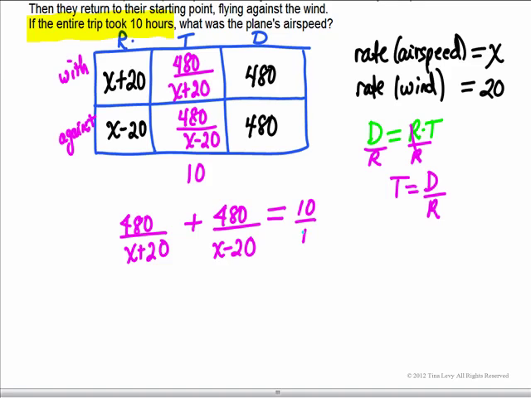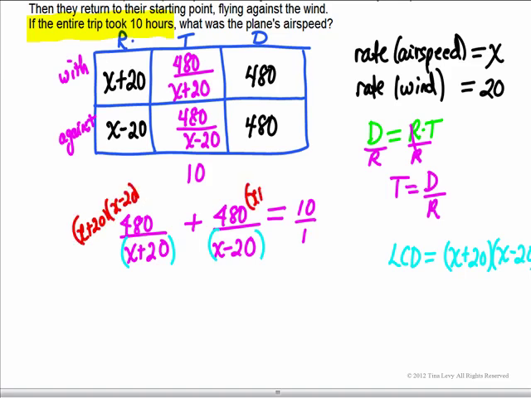Looking at the denominators, this x plus 20 is different than the x minus 20, so the lowest common denominator must have both of them. I'm now going to multiply both sides by x plus 20, x minus 20. And the piece that many times people ignore is the 10 also has to be multiplied by x plus 20, x minus 20. I am now multiplying in red by that lowest common denominator. The key is to cancel the denominator with the LCD.